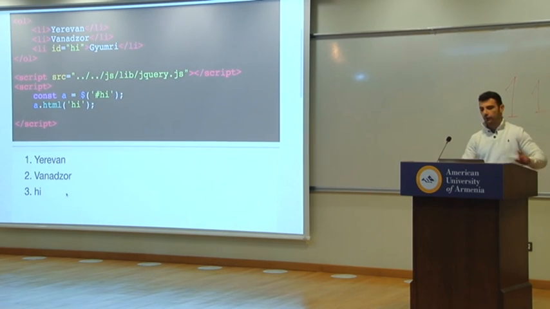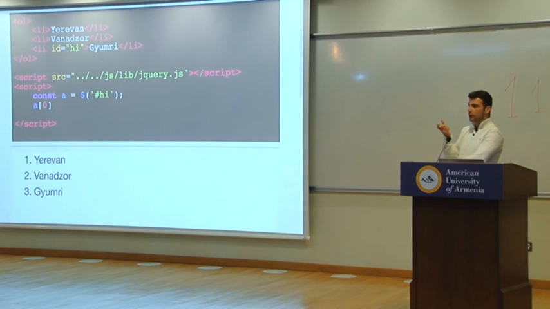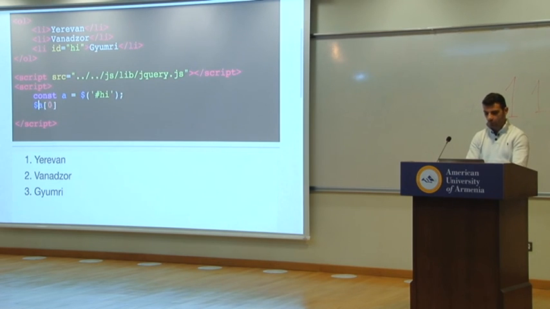So you can. The problem with that, yes, you can. But watch this. If you refer to an element by its index, so let's say A of 0, that's going to return Yerevan, yes? But the problem is it doesn't return a jQuery object. It literally returns the element itself. But here's what you can do. You can wrap that with a jQuery object.